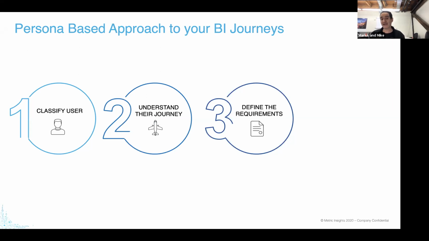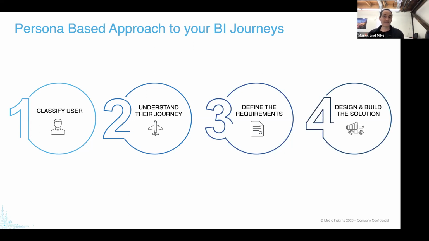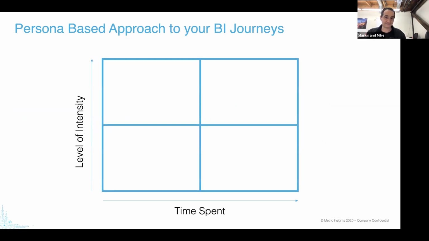And now, only then, with this full understanding of who the user is and how their journey is defined, only then define the requirements for the application and what you're trying to do. And then finally, build based on those requirements. So let's look at how this process actually looks in practice with a few examples. So first, defining the persona.